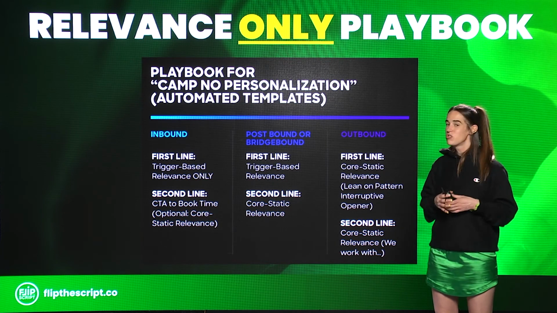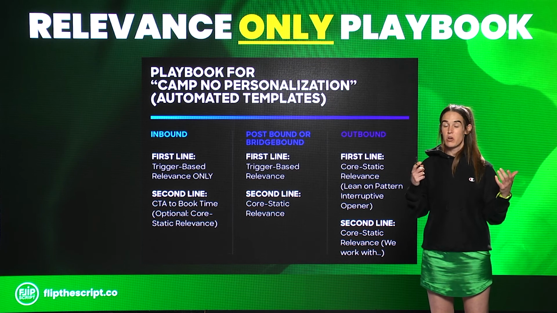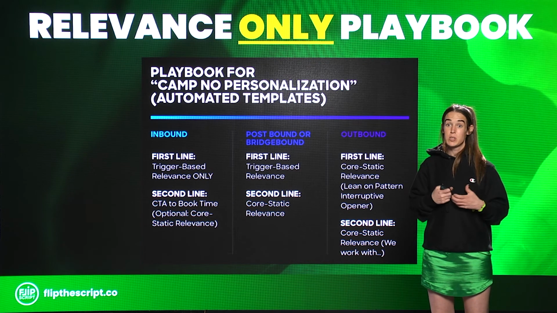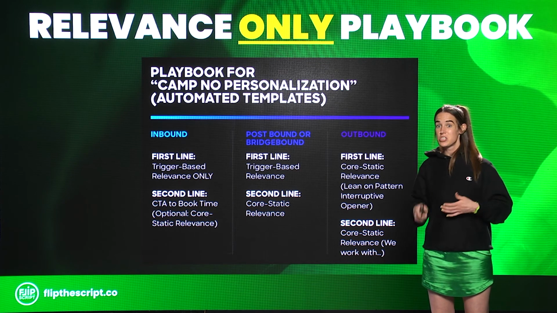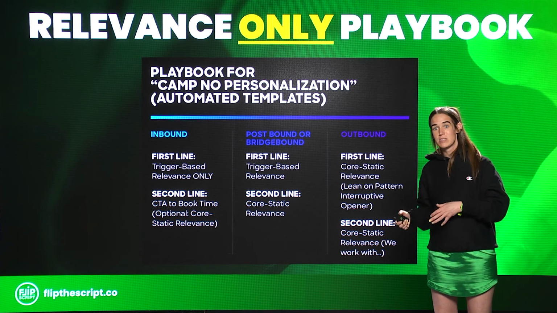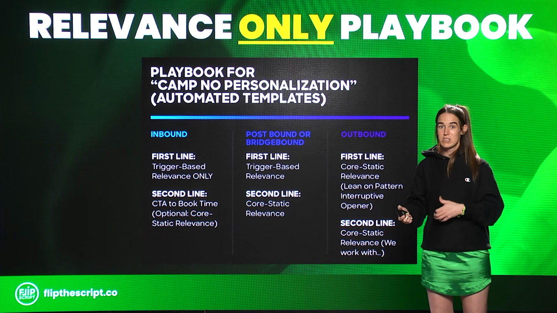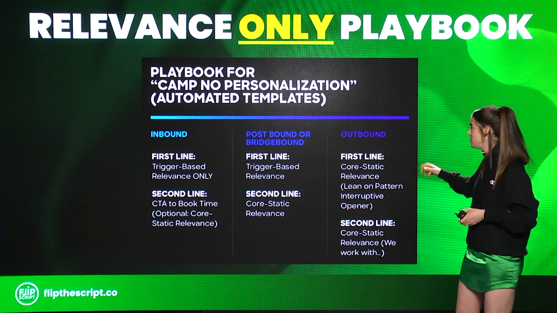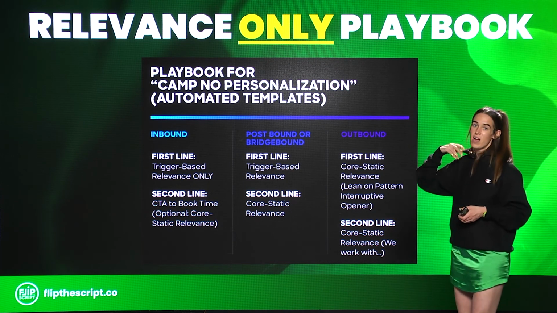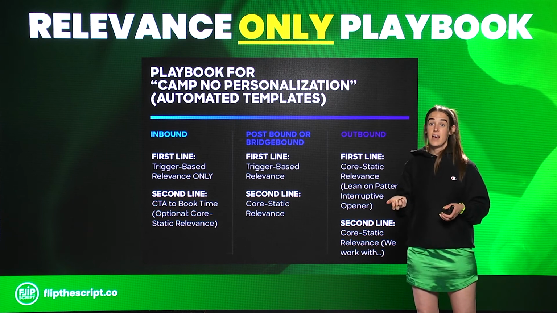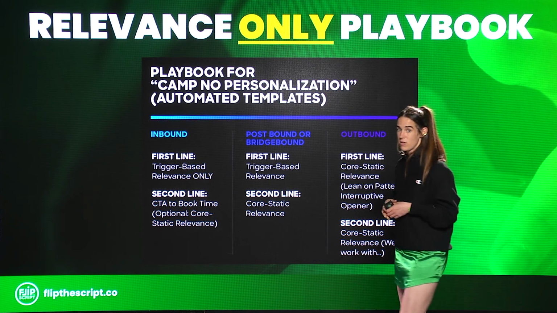But I would try to lean on pattern interruptive language where you're not saying things that most sales reps are saying: looking forward to it, just checking in, just circling back, just bubbling this to the top of your inbox. Happy Monday. Hope you and your kids are safe during these uncertain times, for instance. But in postbound or bridgebound, I'd use the trigger of whatever action they took. And then in the second line, go into a question using the core static relevance.